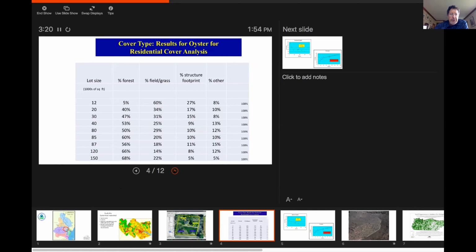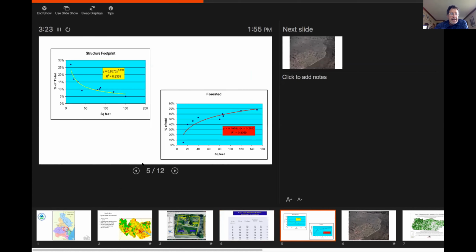And then what you can do is take that data, and up here is structures of footprint, okay, at the top. And this is what Excel can do for you. So what you do is you create two columns. You create one column of square footage and then one column of percentage of total footprint, or impervious surface. And once you've created two columns, you can use the graphing function to create a dot graph, relating the data for all the different lot sizes to the percentage of total impervious.